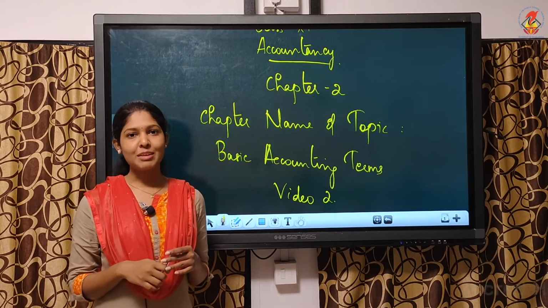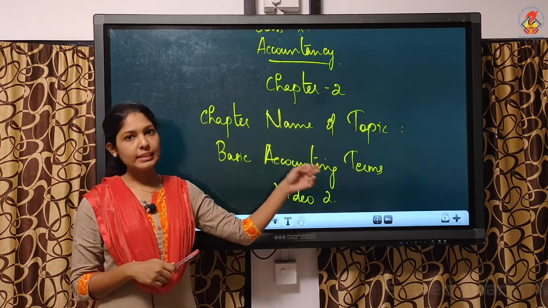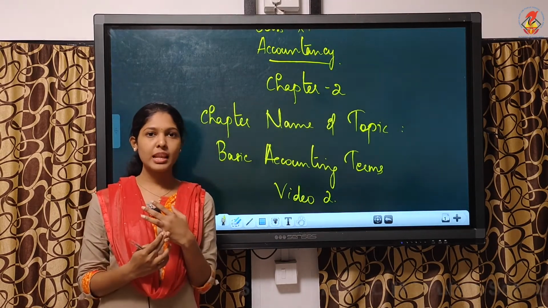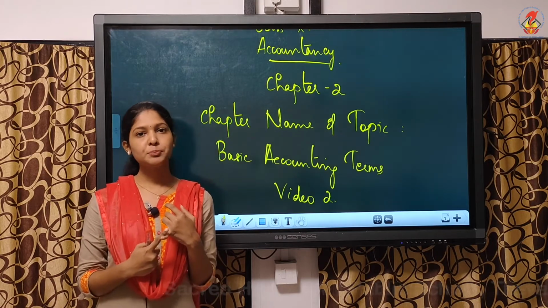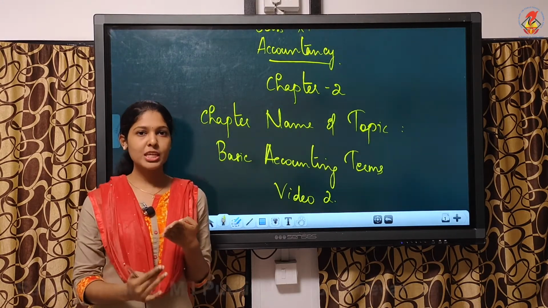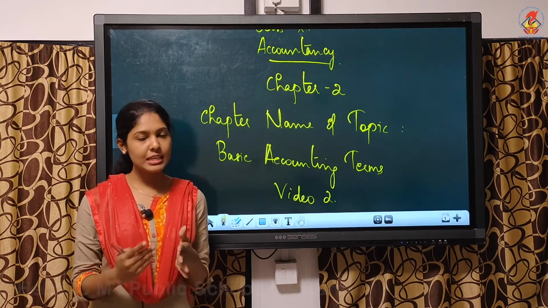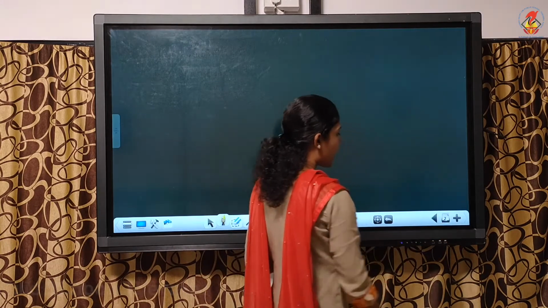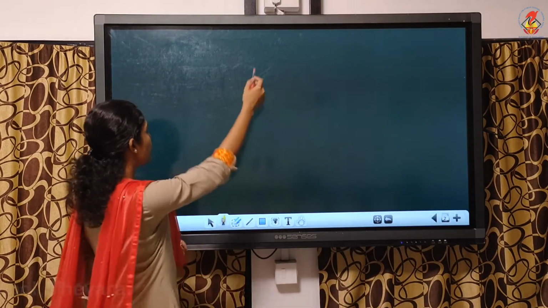We are continuing the chapter Basic Accounting Terms. We already discussed the important terms like business transaction, capital, drawings, assets, classification of assets, liabilities and its classification. Now we'll see which are the other basic terms in this chapter.